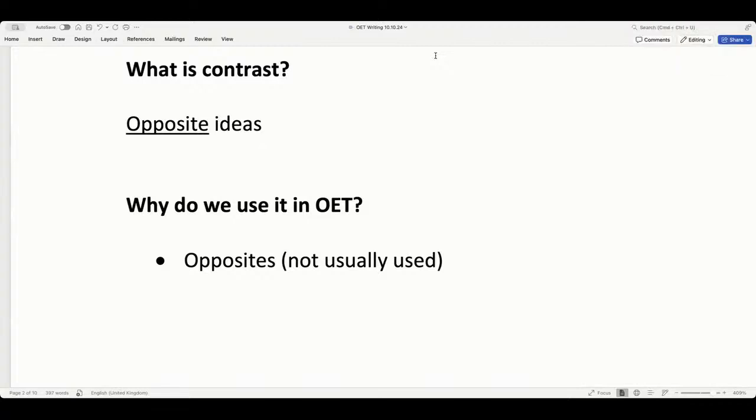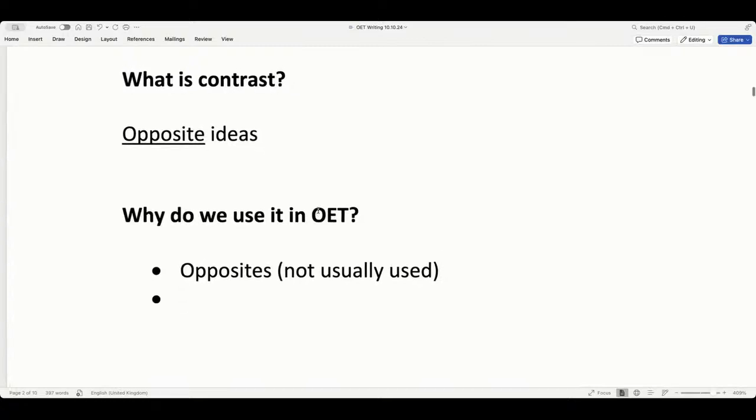Yeah. Why do we use it in OET? So we use contrast to give a different idea. So if, for example, there is an idea going on a particular plane and we want to give a contrast, it gives a different idea other than that particular idea going on the same plane. I like this different idea. We're getting closer, guys. Positive and negative? It's not that. No, that would be opposites.